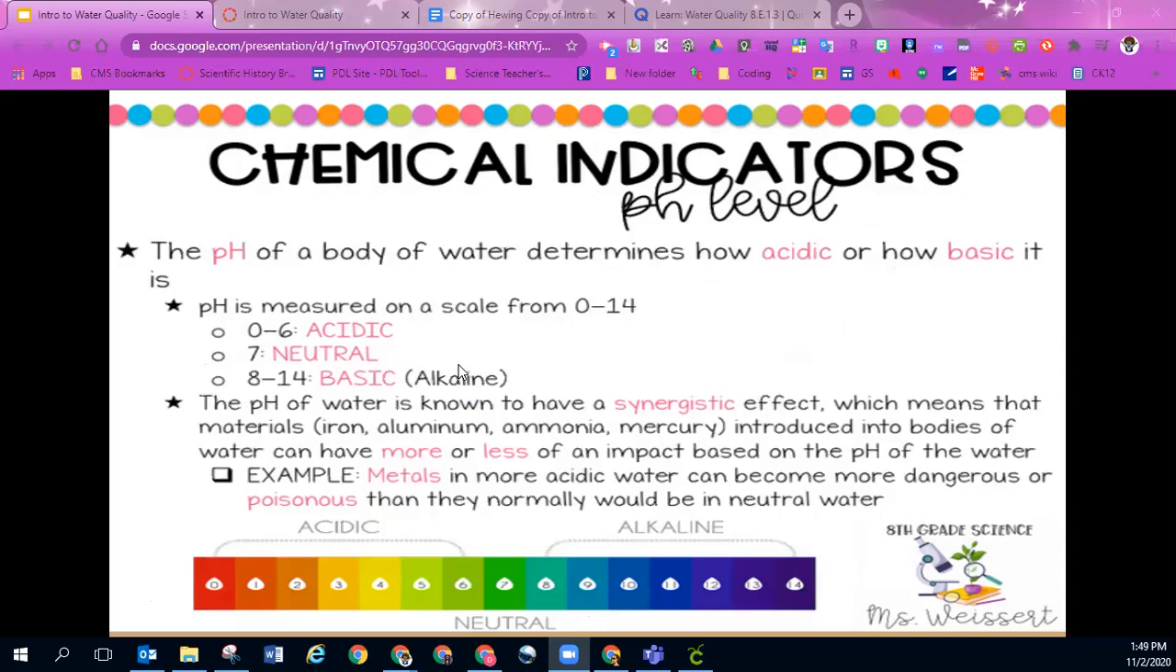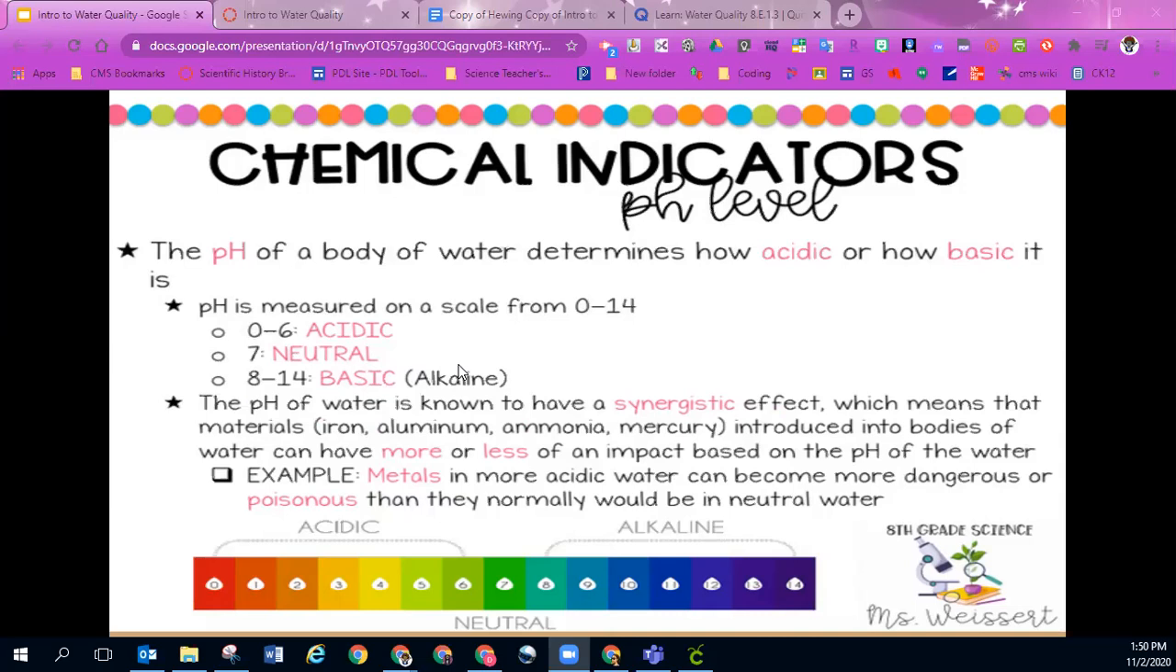The pH of water is known as kind of a synergistic effect, which kind of means that whatever minerals or elements you put in it can make either more or less of an impact based on the actual pH of the water you put it in. So certain metals can become more acidic when you put them in water, and some of them can become basic to the point that they are poisonous.